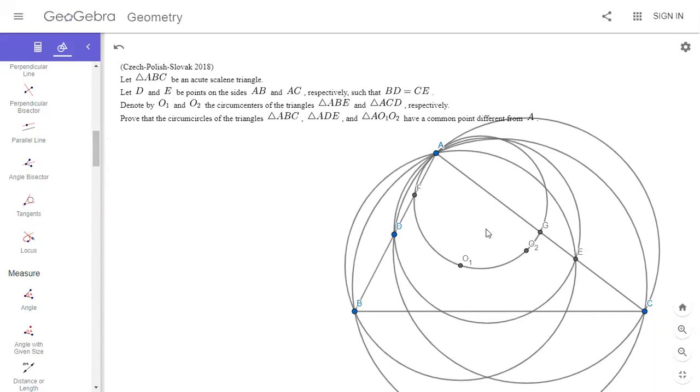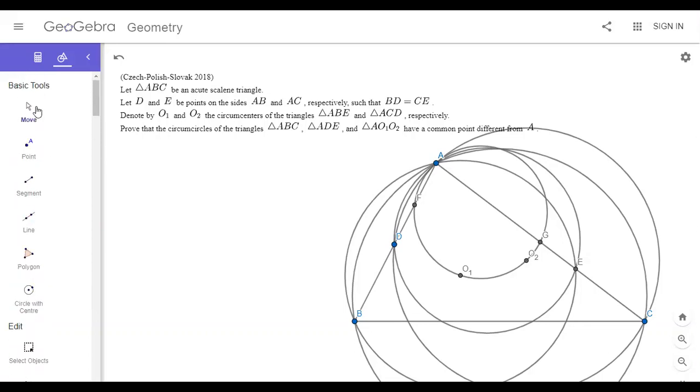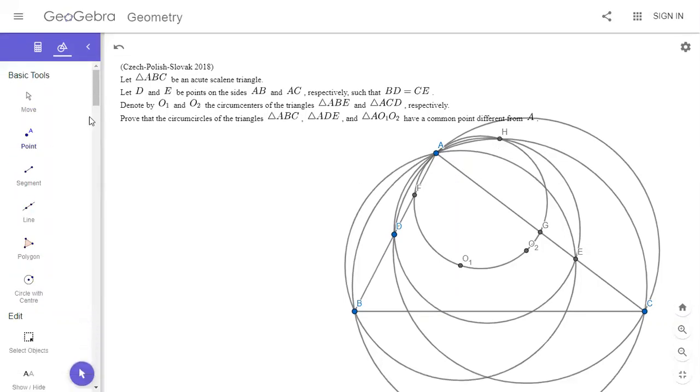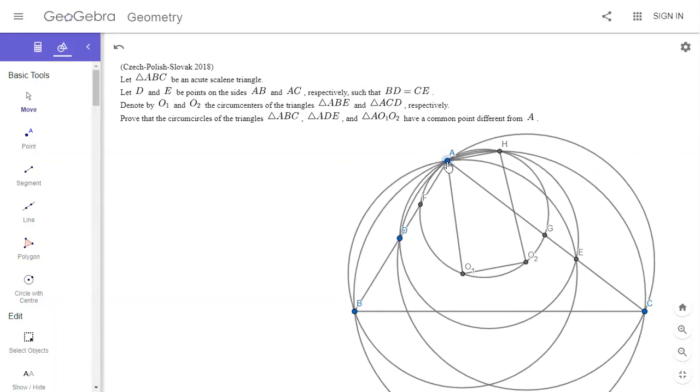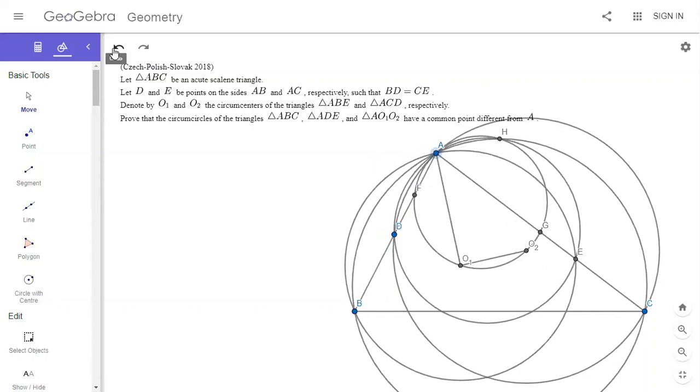AO1. This looks like two of them are parallel. Are you saying this is like a rectangle? No, I think AH should be parallel to O1O2. Okay. I wonder if it's a rectangle. Oh no, it's not. Yeah, it's a trapezoid. But yeah, we want to show AH is parallel to O1O2. All right. How can we show that?